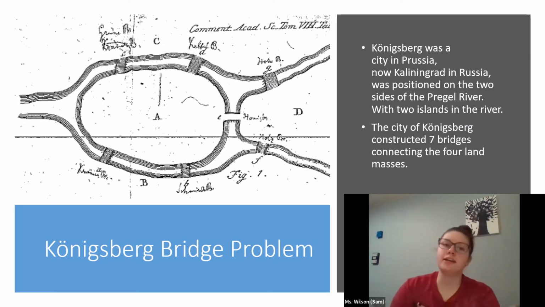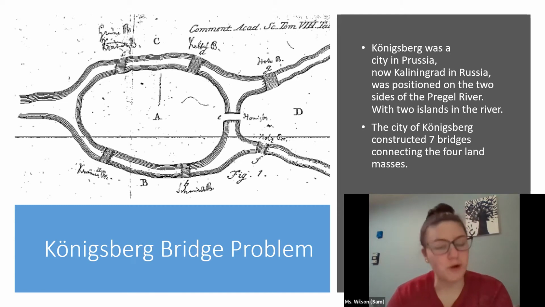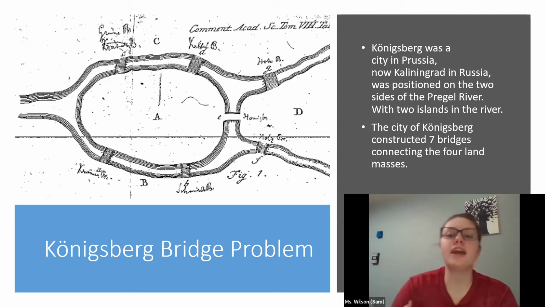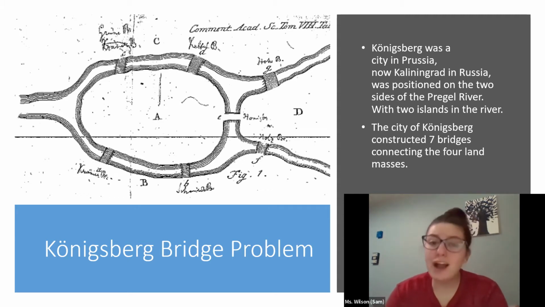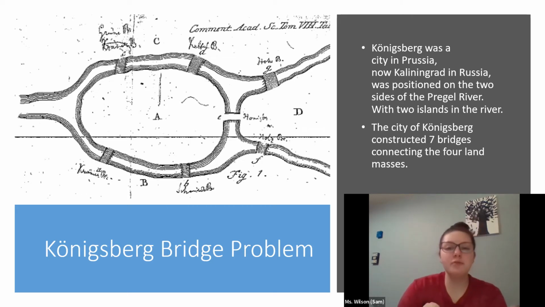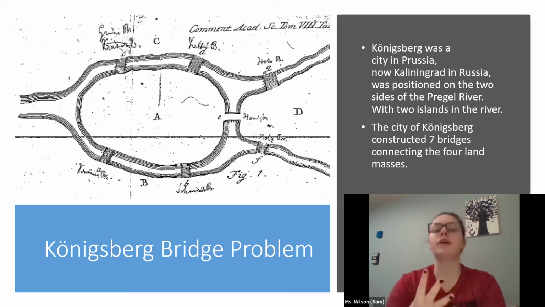So in the last slide, I had talked about a bridge in a small town in Prussia and how this turned into graph theory. This bridge problem is specifically known as the Königsberg Bridge problem. Königsberg was a city in Prussia, which is now in Russia. It's positioned along the two sides of the Pregel River with two islands in the river. The city of Königsberg constructed 7 bridges connecting the 4 land masses. So we have 4 total land masses and 7 total bridges.